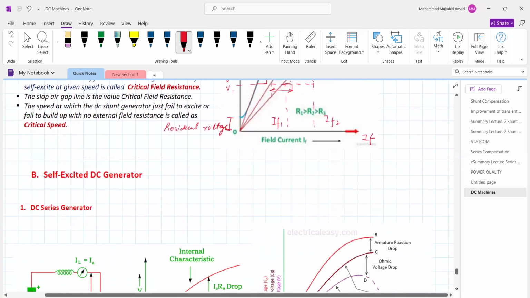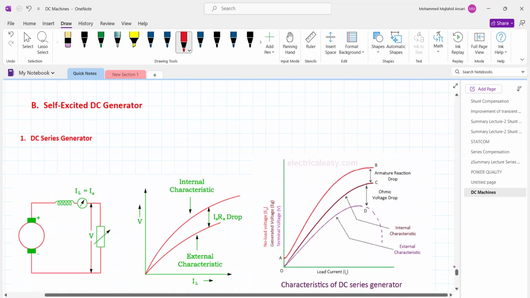Now, the second point is the self-excited DC series generator. In the case of the DC series generator, armature current IA and series field current ISE are the same. So at no load condition, meaning the generator is not connected with the load, what happened? The armature current will be zero because the load current is zero, there is no load at the terminal. Hence the current in the series field winding is also zero, and it produces only a small voltage because of the residual magnetism. The generator does not produce more voltage.